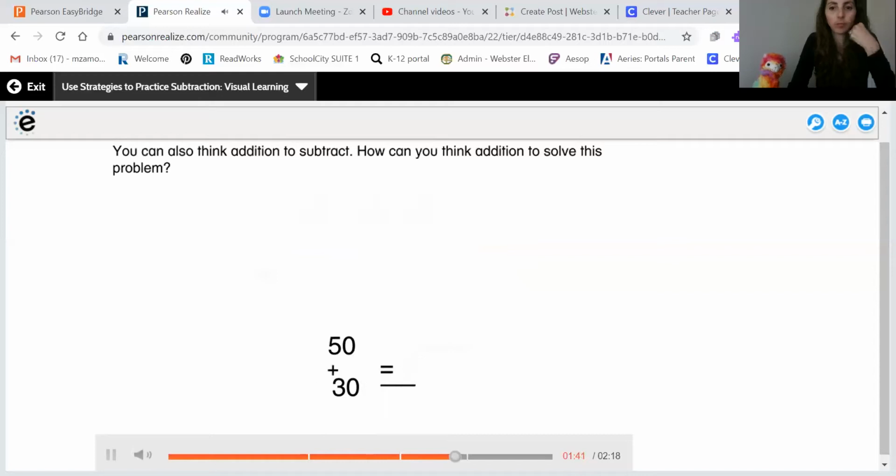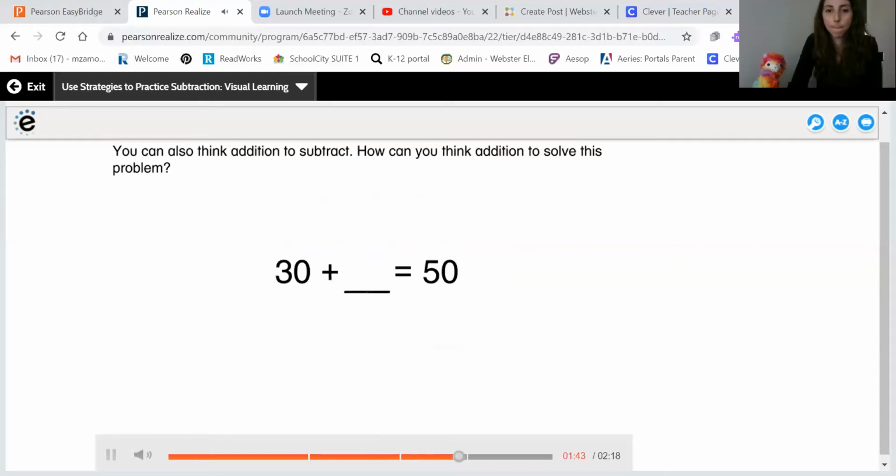You can also think addition to subtract. How can you think addition to solve this problem? Okay, friends, we've got 50 as our whole. We have 30 as a part, and we're missing a part. So if I were to think, 30 plus a number equals 50, I could start on my 120 chart at 30, and I could count by tens until I get to 50.